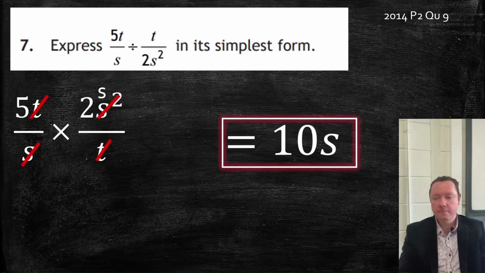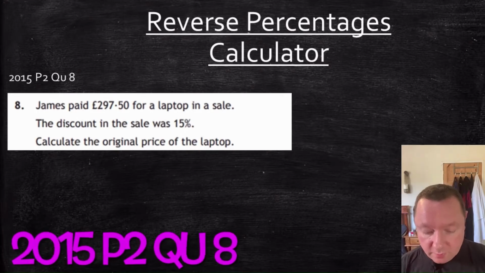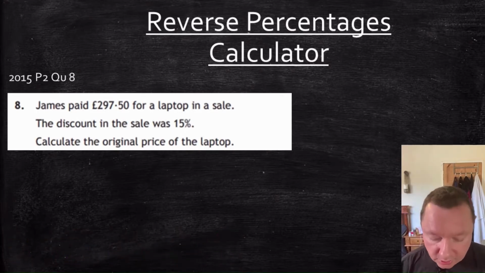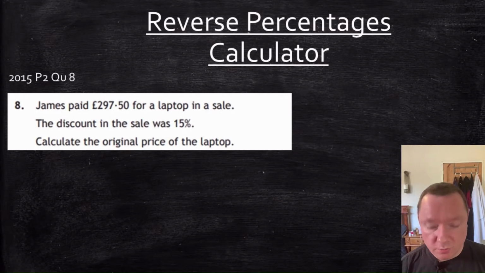Nice, done. Okay, reverse percentages, but this time with a calculator. Still 2015 paper 2 question 8. It says James paid £297.50 for a laptop in a sale. The discount in the sale was 15%. Calculate the original price of the laptop. Here's a tip, there's no time in this question, so it's probably reverse percentages.